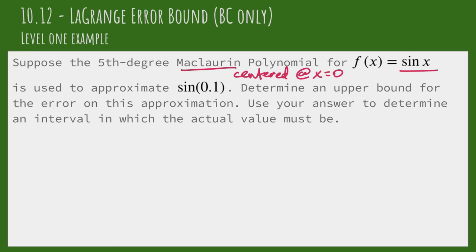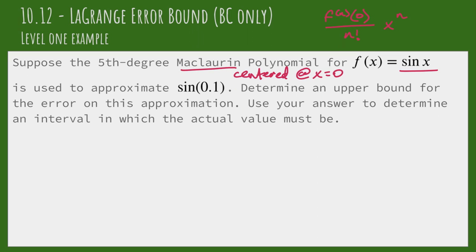So what we can do here is we can take derivatives of f of x, plug in 0 to those derivatives, and we're going to use the formula for the nth term, which is the nth derivative evaluated at 0, because it's a Maclaurin polynomial, divided by n factorial times x minus a, remember a is 0, to the nth power. So that's going to give us the general term.